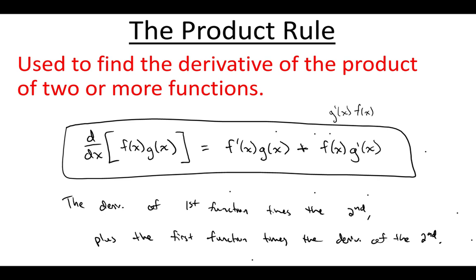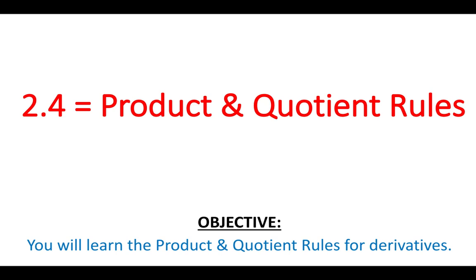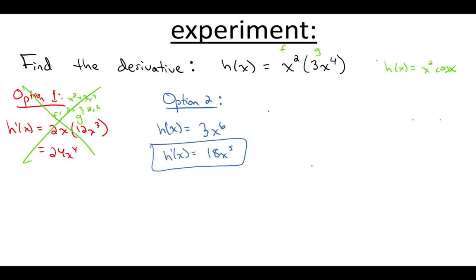All right, so let's put this into practice. Let's go back to the little experiment. And if this rule is true, let's call this option 3 using our product rule. We should end up with this same answer, 18x to the 5th. All right, so using option 3, h prime of x would be the derivative of the first function.